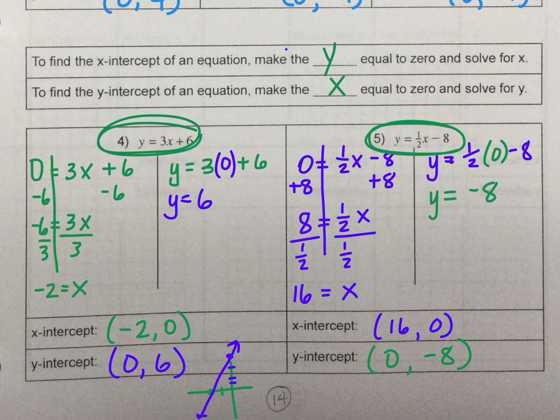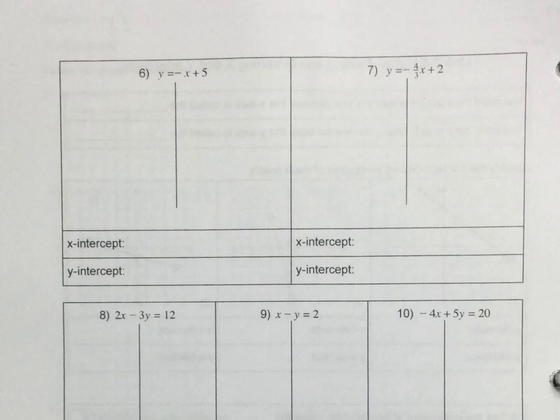So turn the page to 15. I want you to do number 6 and number 7 on your own, just like we did it. Write it twice. After you write it on the first one, make the y 0. On the second one, make the x 0 and solve it. Do the same thing for number 7.